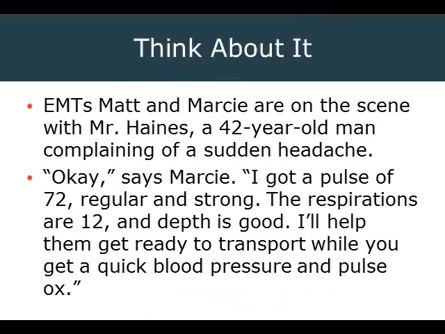Okay, so EMTs Matt and Marcy are on the scene with Mr. Haynes. He's a 42-year-old man complaining of a sudden headache. Okay, Marcy says, I got a pulse of 72. It's regular and strong. Respirations are 12, and the depth is good. I'll help them get ready to transport while you get a quick blood pressure and pulse ox.